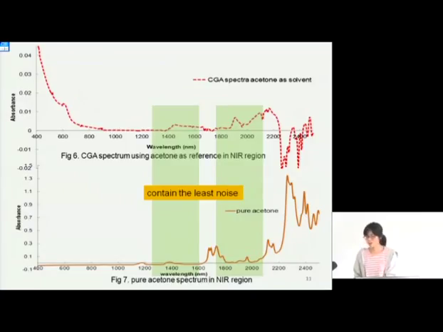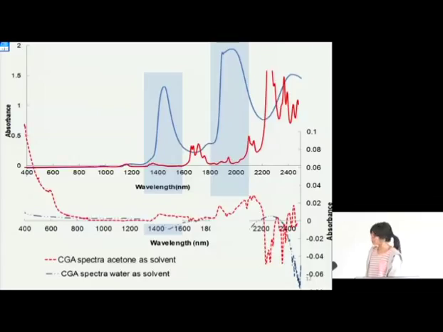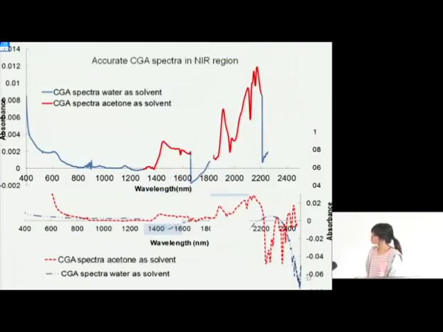Then, in order to extract the accurate CGA spectrum, I combine the CGA spectra I get using water as a solvent and acetone as a solvent. Now I will show how I combine the spectra. This is the CGA spectrum we get using water as a solvent. We already know that in these two regions, it contains a lot of noise because of water's strong effect. So I removed these two regions and then replaced them using the CGA spectrum I get using acetone as a solvent. Then I get the accurate CGA spectrum. And because after 2100 nanometers both acetone and water have strong absorption, after this wavelength I removed the spectrum.